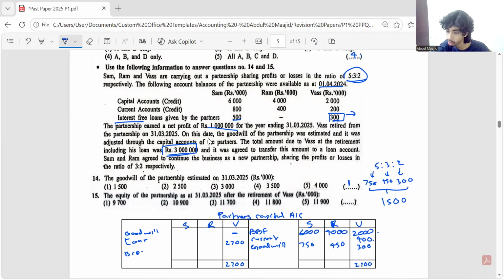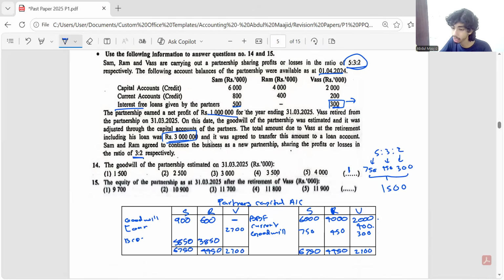New profit and loss ratio 3 is to 2. The 1500 if you divide 3 is to 2, that's gonna be 900 and 600. Now you can balance this off. 6750, 4450. Then 6750 minus 900, that is 5850. 4450 minus 600, you will get 3850. Now they are asking total equity, right?